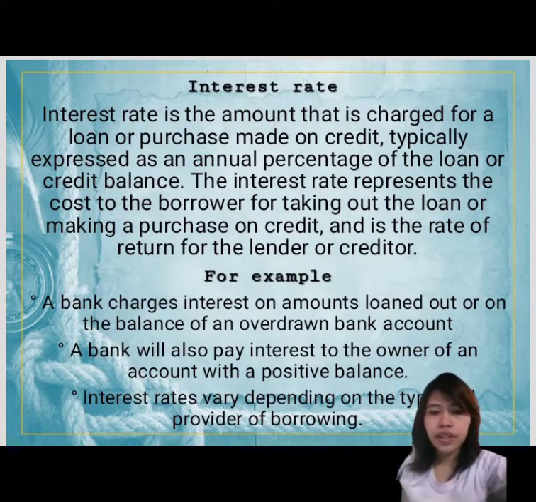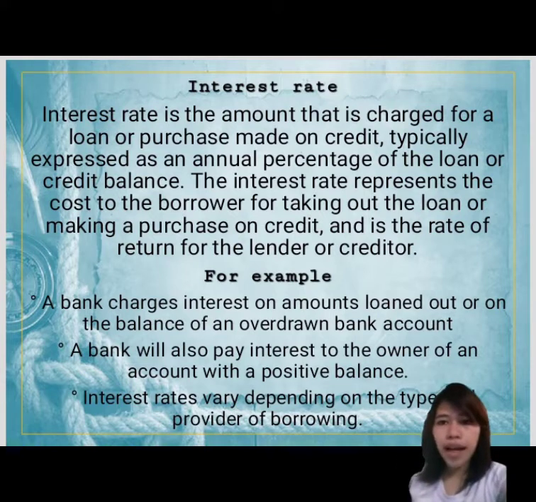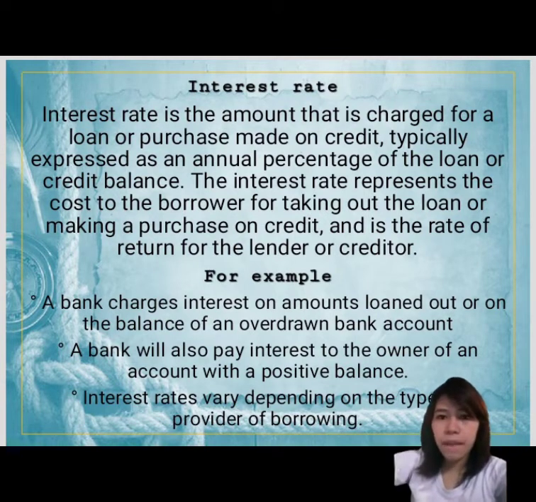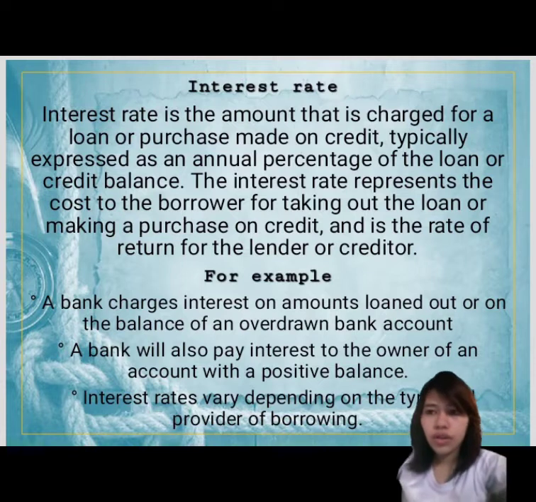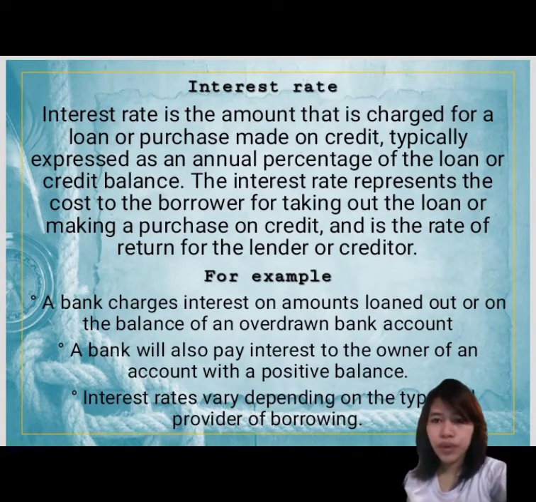For example, a bank charges interest on amounts loaned or on the balance on overdraft. A bank also pays interest to the owner of an account with a positive balance, and interest rates vary depending on the type of provider of borrowing.